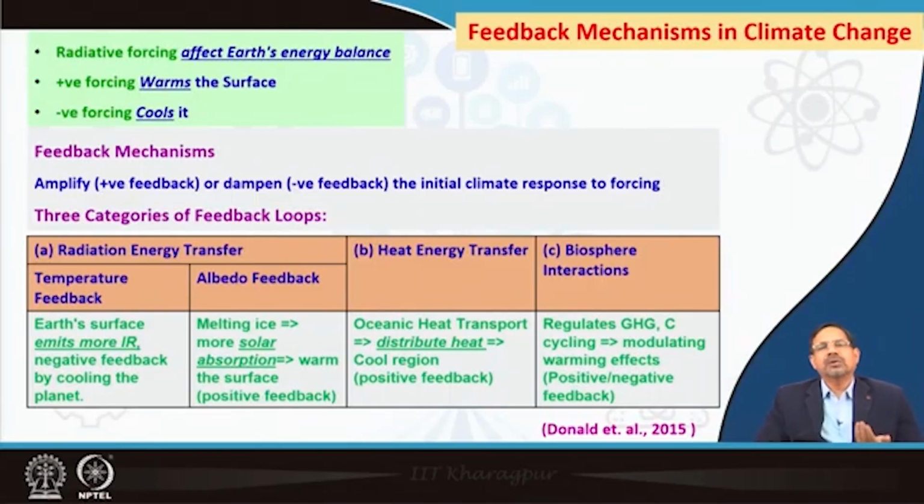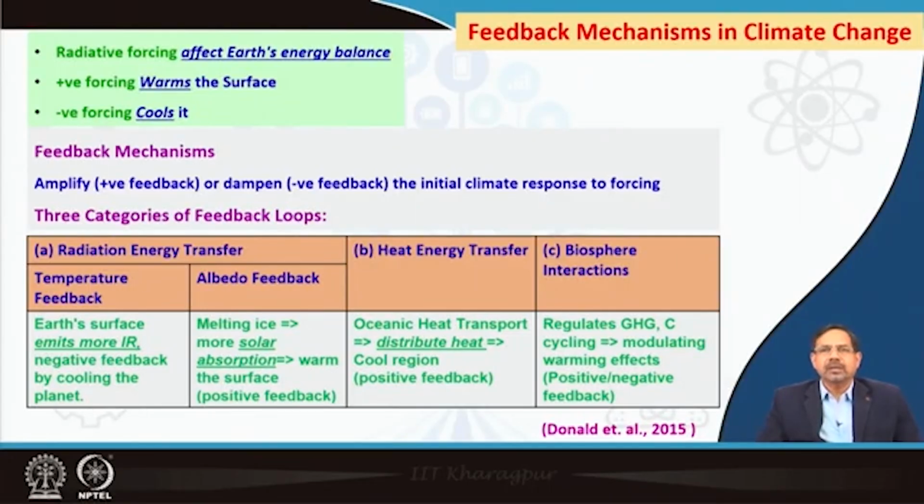So, there are three categories of this feedback loop. Let us understand. First one is the radiation energy transfer, second is the heat energy transfer, third, most importantly, the biosphere interactions. The photosynthetic active radiation part that I have discussed corresponds to that. Anyway, let us see the first one, radiation energy transfer.